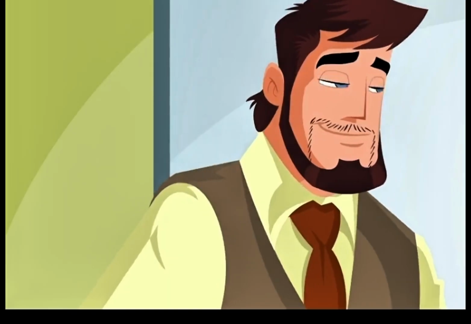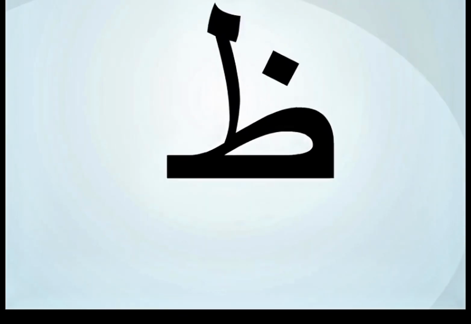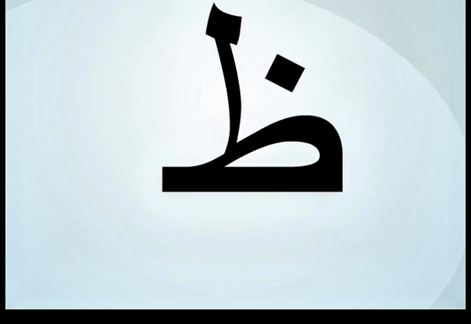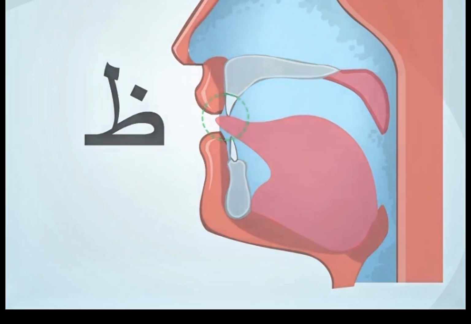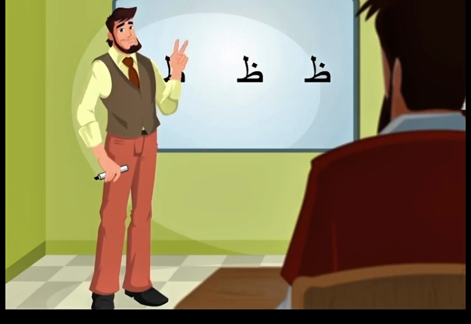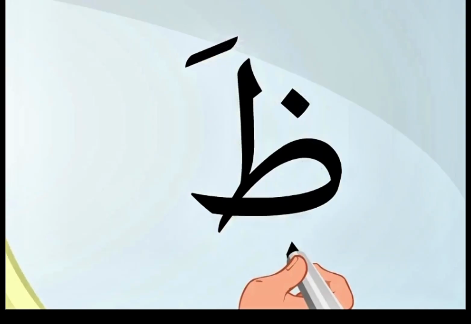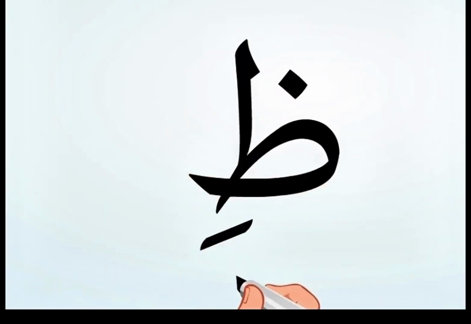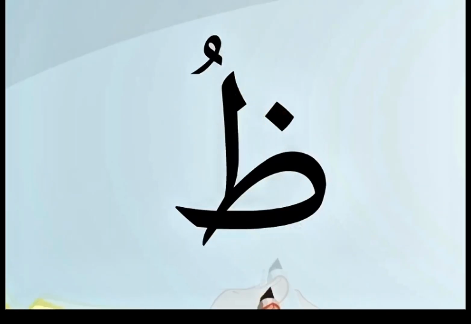Let's see the next letter. ظاء. This is how we write it. How to pronounce the letters with short vowels: فتح, كسر, and ضم. ظا, ظي, ظو.